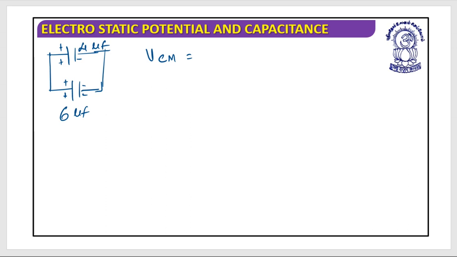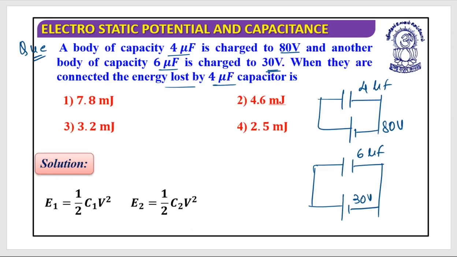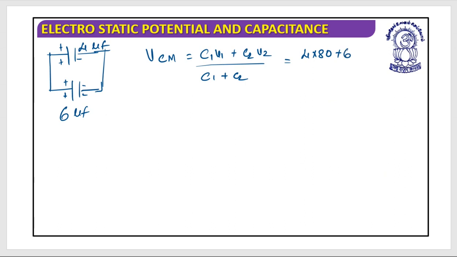VCM is C1 V1 plus C2 V2 divided by C1 plus C2. So that is 4 multiplied by 80 plus 6 multiplied by 30, divided by 4 plus 6, which is 10. 4 eights are 320, plus 6 threes are 180, divided by 10. So this is 320 plus 180, which is 500 by 10, so 50 volt.